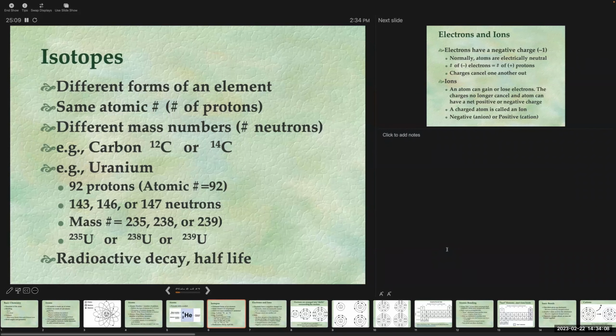So if you start, say, with 100 atoms, after one half-life, you'll have 50 that are still radioactive. After a second half-life, you'll be down to 25. After another half-life, you'll be down to 12 and a half. You can't really have 12 and a half atoms, but either 12 or 13 thereabouts.